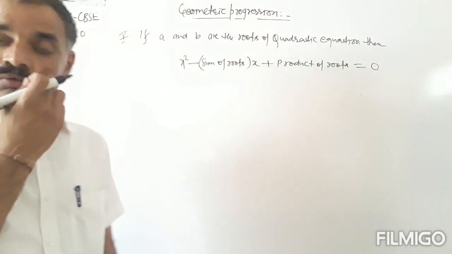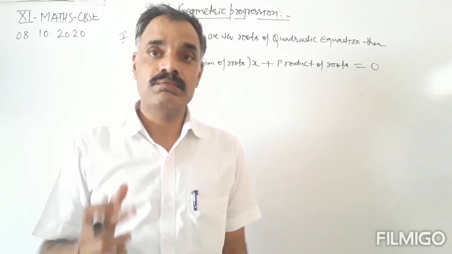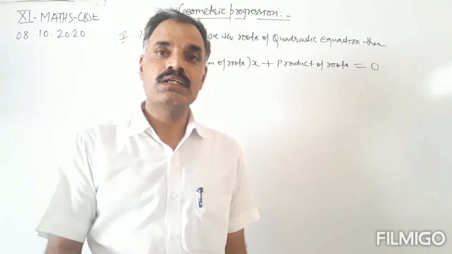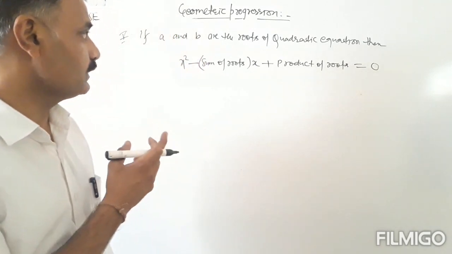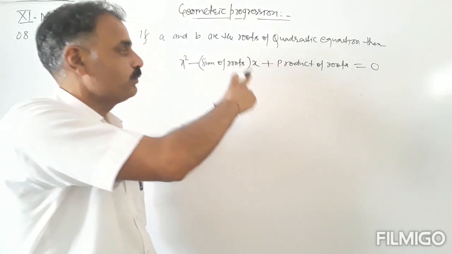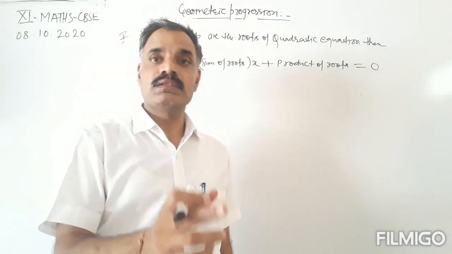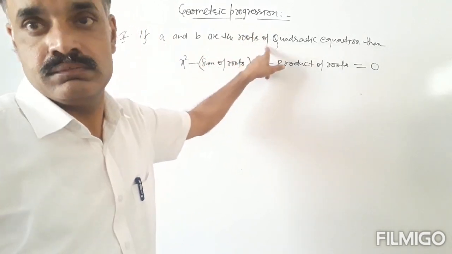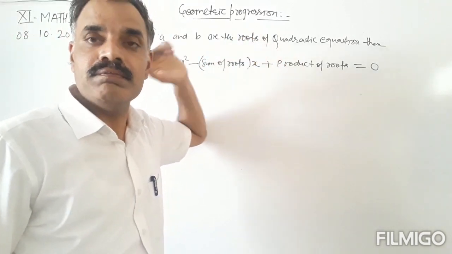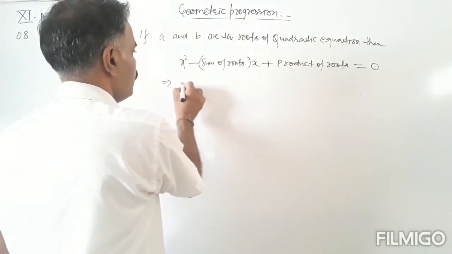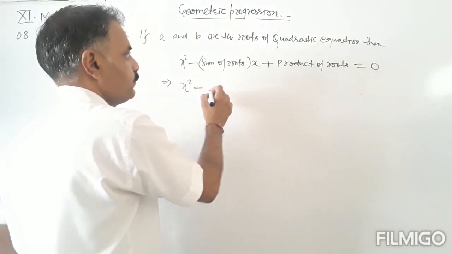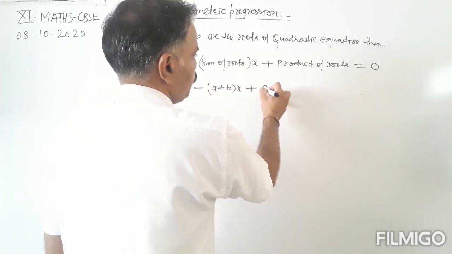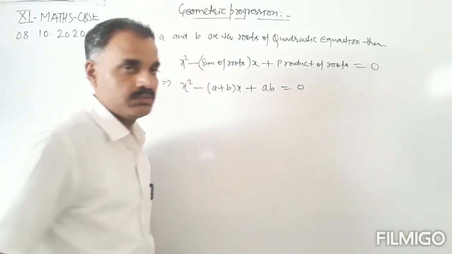Okay, we know how to find the quadratic equation whenever roots are given. We can find the quadratic equation using this formula: x square minus sum of roots multiplied by x plus product of the roots, and a and b are the roots. Here we have learnt that a and b are the roots. So x square minus sum of roots, meaning (a plus b) into x, plus product of roots, meaning ab, and this is equal to 0.